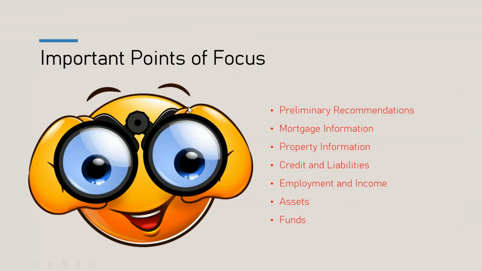There are important points to focus on in your DU: your preliminary recommendations, your mortgage information, property information, credit and liabilities, your employment and income, assets and funds. This is all going to help you know what to look for, what to ask for from your clients, and what your underwriter is going to ask for, because this is really what we base ourselves on.